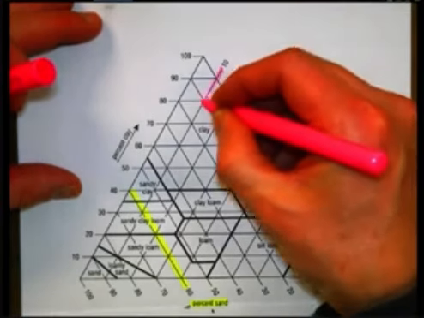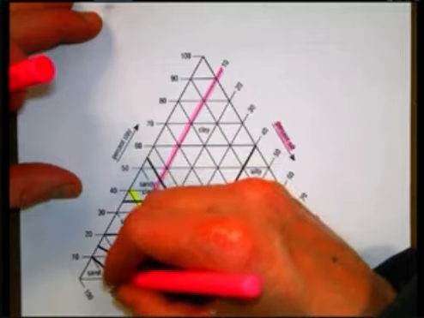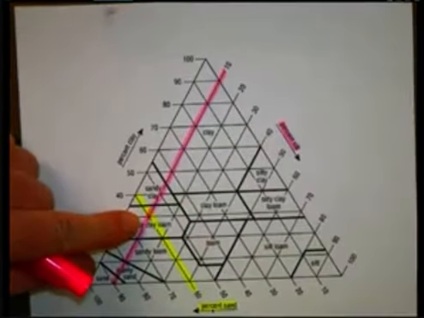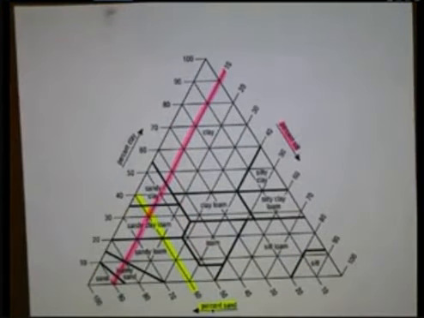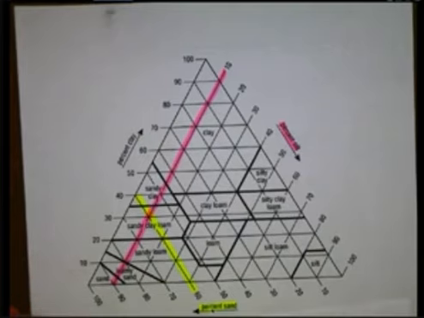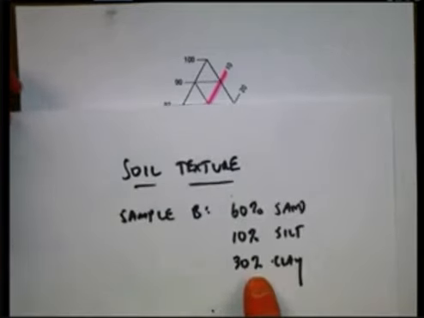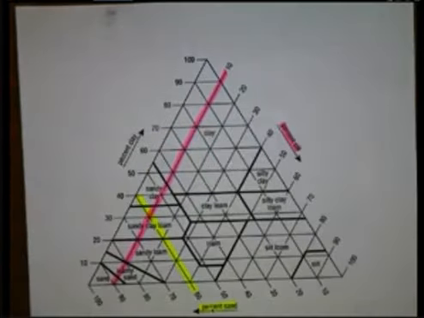I'll highlight that line. And like I said earlier, where those two intersect, we're really good right now probably on knowing what that soil texture classification is, but it doesn't hurt to check the third one just to be sure, and that is 30% clay. So now we'll plot that one on there.